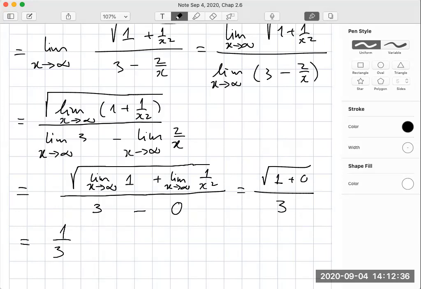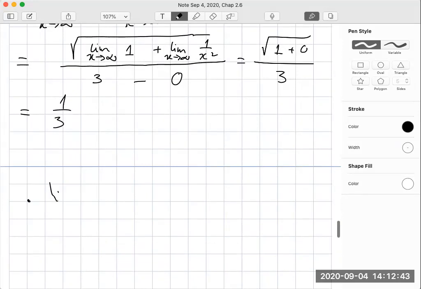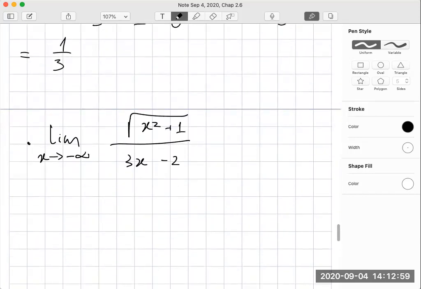That is the first horizontal asymptote when x approaches infinity. The second one, we need to find the limit when x approaches negative infinity, right? Of the same thing, 3x minus 2. And the same story, we need to divide it by the highest order term of this.